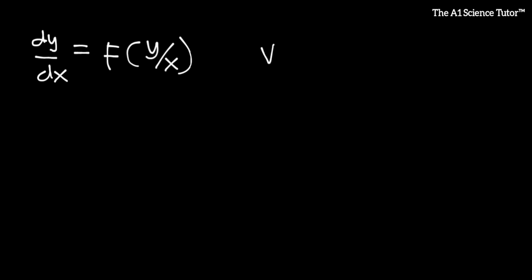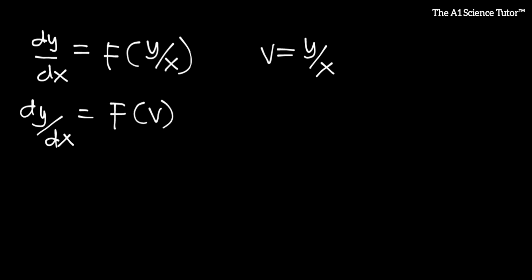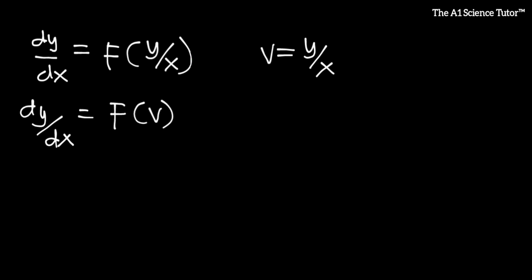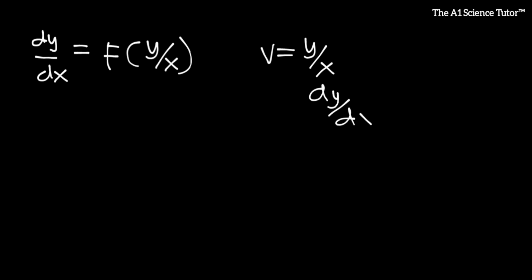So we say in that case, let v be equal to y over x, right? So that is going to make dy dx be written this way. That is going to be f of v. So these two are actually equal to each other because of this provision. Now, just hold that at the back. So that makes it that we have dy dx is the same thing as f of v, right? Because we have v to be the same thing as y over x.